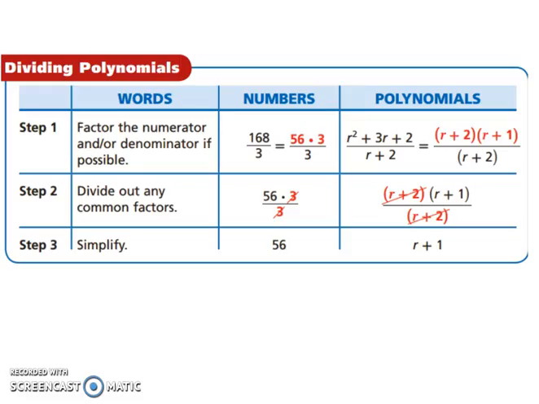So when dividing polynomials, step 1, factor the numerator and/or denominator if possible. So if we can factor the numerator or denominator, please do so. Step 2, divide out any common factors. So we don't need r plus 2 and r plus 2 in this case, so we're left with r plus 1, and that's all we've got left. So let's try a few examples.